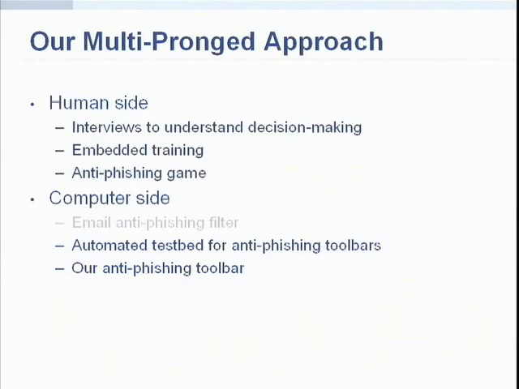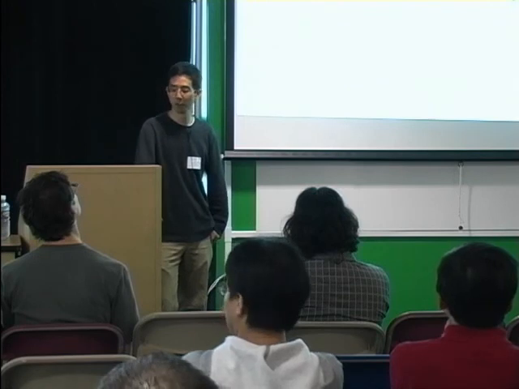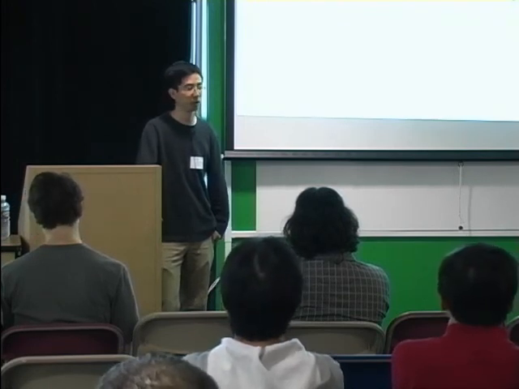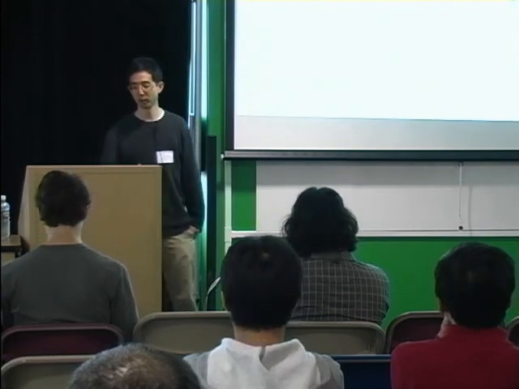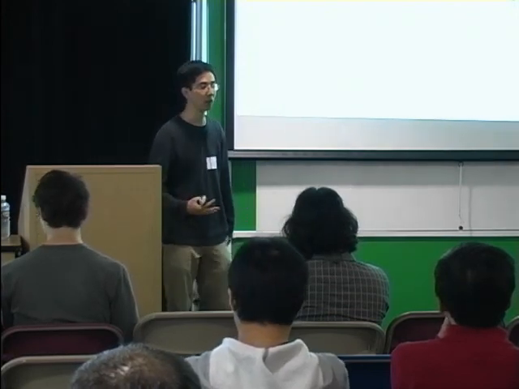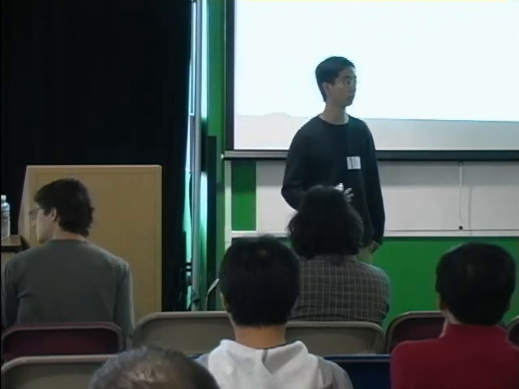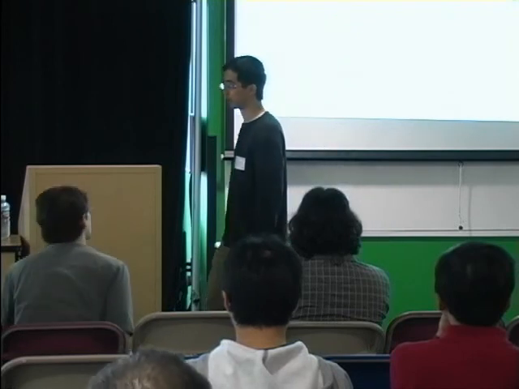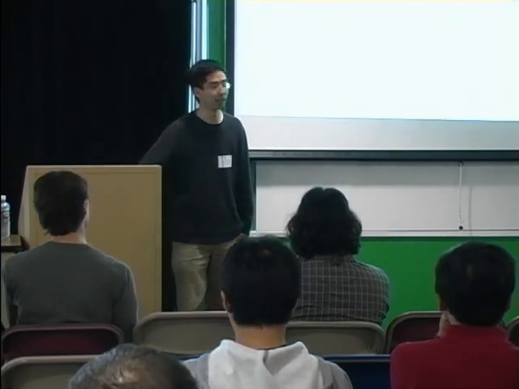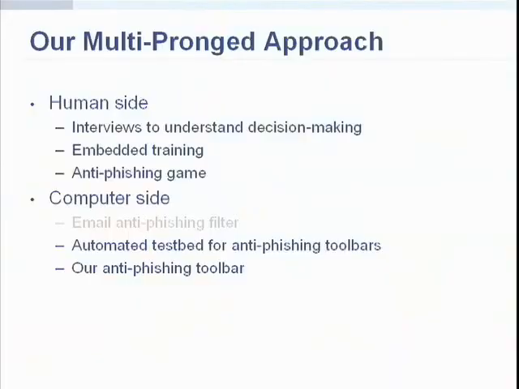Okay, so what we're doing is we're trying to take a multi-pronged approach to anti-phishing. We're doing this both from the human side and from the computer side. So with respect to the human side, we've been doing a lot of interviews trying to understand decision making. What are the cues that people look at, and how do they make their decisions when they decide to trust or not trust an email and a website? We've also been developing something called embedded training, and I'll talk a little bit more about this in a second, but can we actually train people not to fall for phishing attacks?